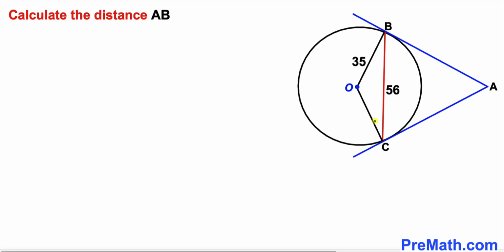In this video, we have this circle with the radius 35 units, as you can see in this diagram, and moreover, this chord BC is 56 units. And furthermore, AB and AC are our tangent lines. Now we are going to calculate this distance AB.